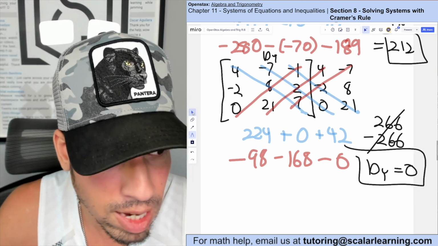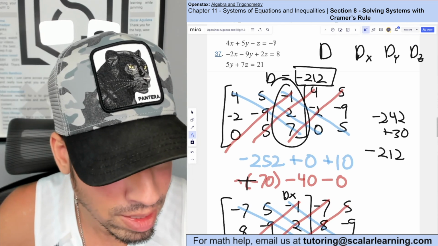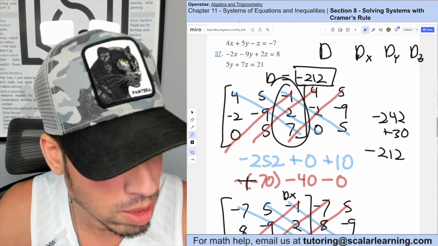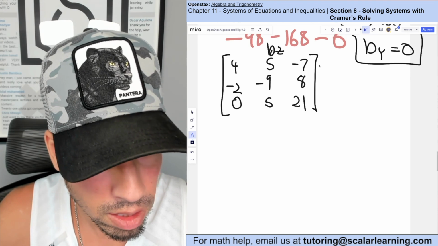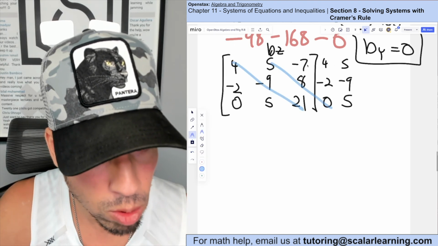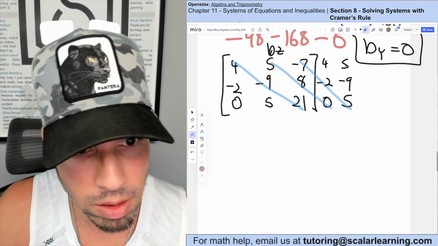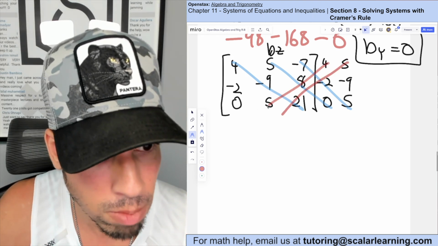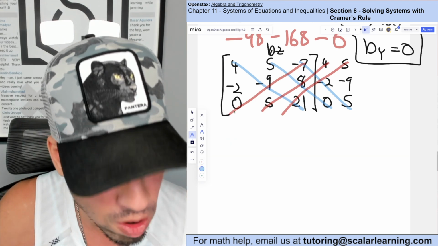And now we're on to the last one, dz. Once again, we're starting with this original matrix, but now we're replacing the z column with these constants right there. So let's write that down below. So now we got this set up for dz, and then we're going to repeat these first two columns. Now we're going to multiply, and we're going to get those products and add them, and then we're going to multiply, and then we're going to take each of those three products, but we're going to subtract them.